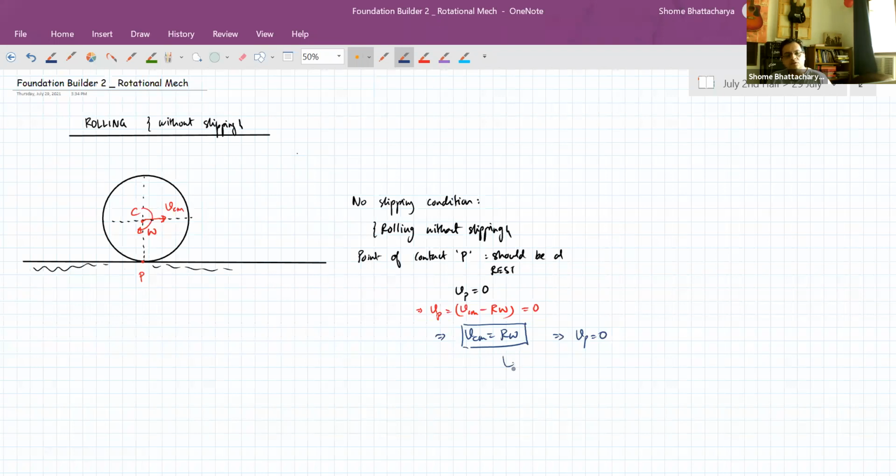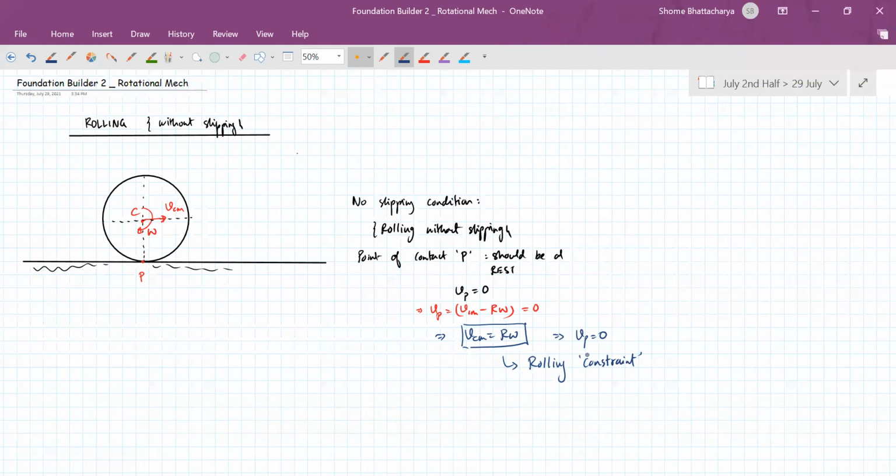So this is what we call the rolling constraint, or the constraint relation for rolling without slipping. And to that end, we had seen one example yesterday of applying a force on a cylindrical object. I think it was the force acting through the center of mass horizontally.